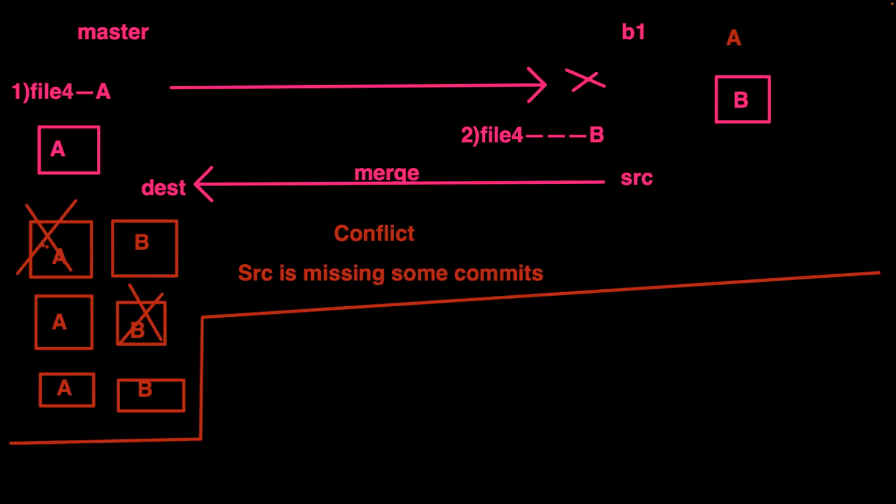Let's take another use case. Okay, let's say I have file 1. There is a commit A. You made a branch B1, so it has also got this file 1, okay, with commit A. Then you made another file 2, okay, you made another commit B. Okay, now what you want to do is you want to merge. Now will you get a conflict?